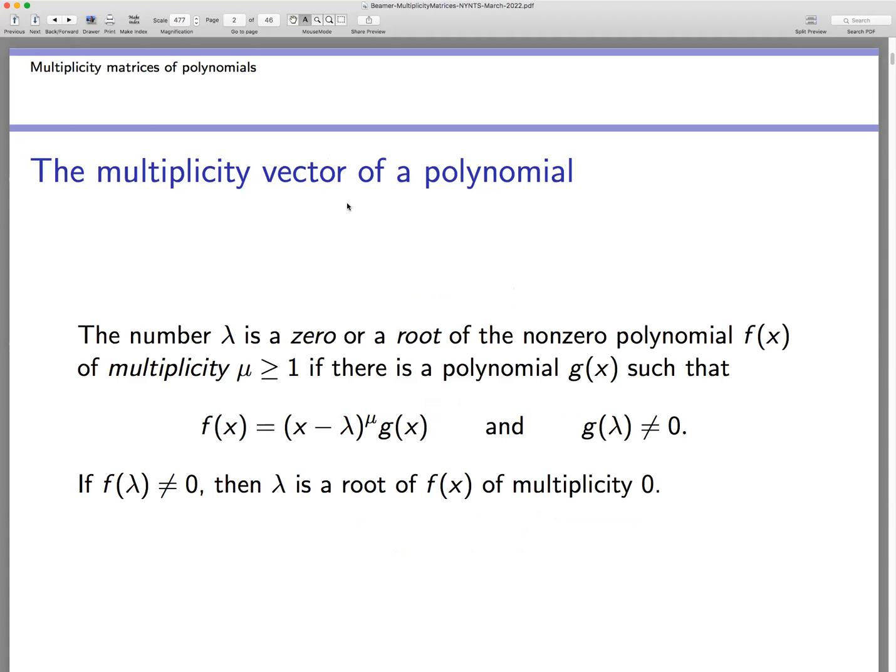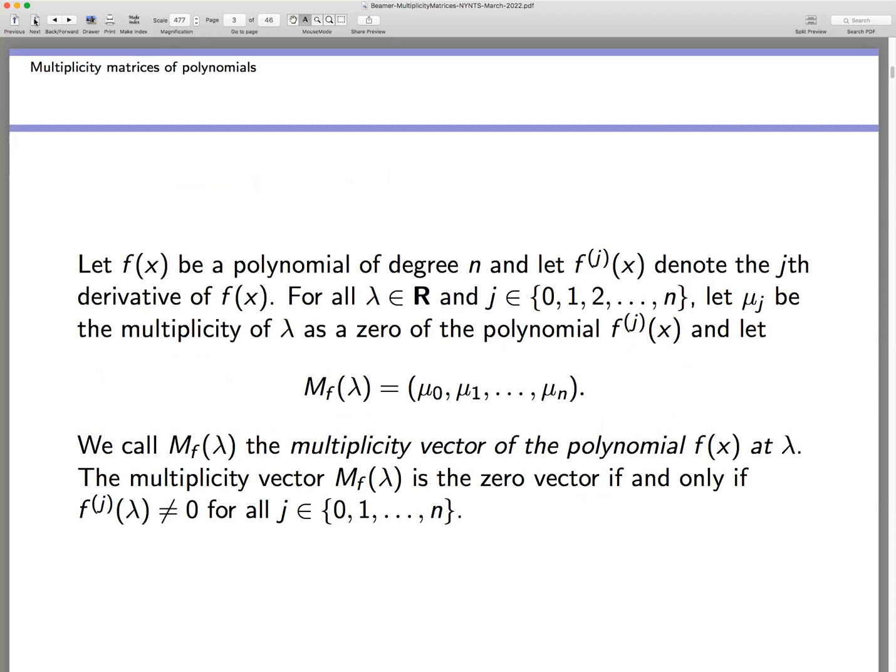Okay. The multiplicity vector of a polynomial. So we have a non-zero polynomial f of x, and this is just to fix our notation: lambda is a zero or a root of the polynomial of multiplicity mu, at least 1, if you can write f of x as x minus lambda to the mu times some polynomial g, and g of lambda is non-zero. And if f of lambda isn't 0, that is if lambda is not a root, then we say lambda is a root of the polynomial of multiplicity 0.